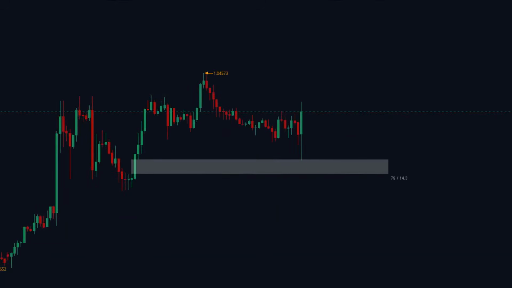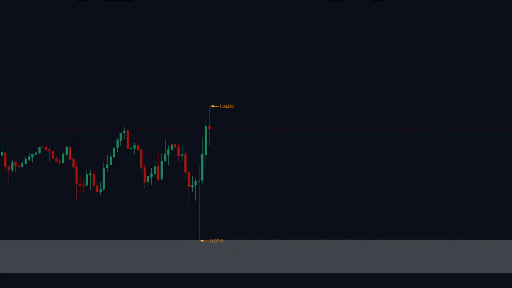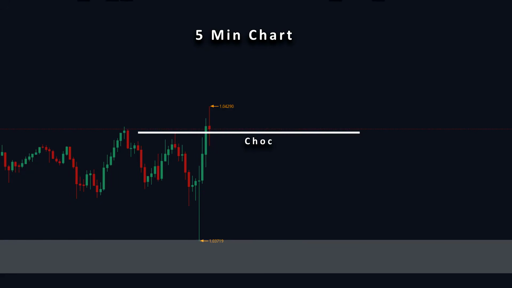The next step is to wait for the price to enter this FVG area, and then zoom into a lower time frame to look for potential long trade opportunities. On the 5-minute chart, we observe that the price has broken above a key level, signaling a change of character, which confirms the potential reversal.